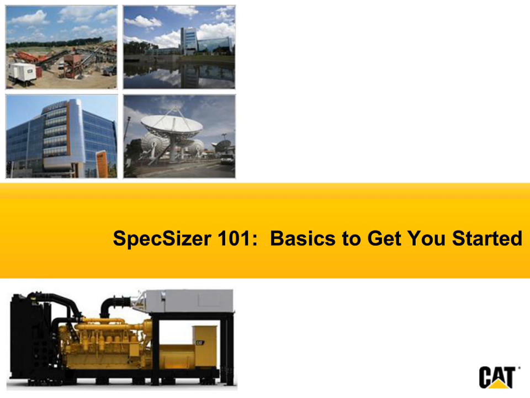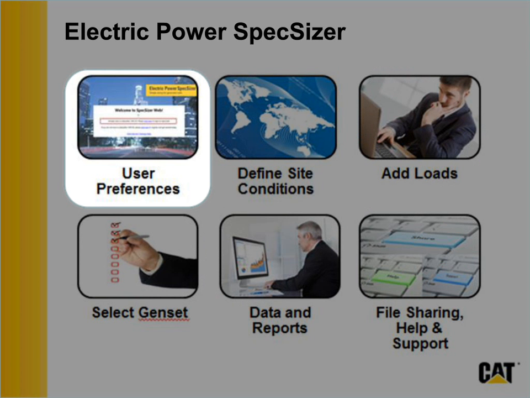Yeah, thank you, Chris. I'm appreciative of this opportunity today to talk about SpecSizer and cover some basics for you. That's what today's presentation will do. Okay, so now we're going to talk about user preferences. There's about a 4-step process that you use when you size a generator set. The first thing that you need to do is set your user preferences in SpecSizer. User preferences, all that is your default site conditions.